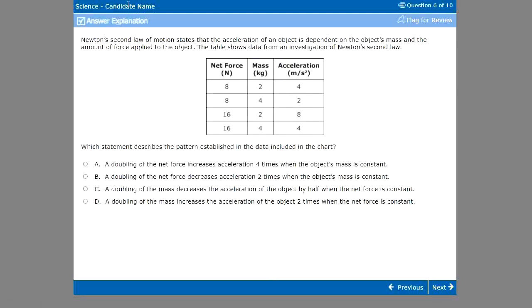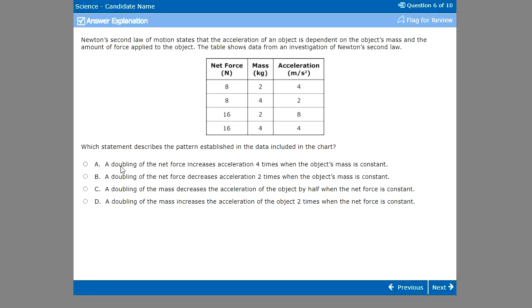Okay, next question. Newton's second law of motion states that the acceleration of an object is dependent on the object's mass and the amount of force applied to the object. The table shows data from an investigation of Newton's second law: net force, mass, and acceleration, 8 2 4, 8 4 2, 16 2 8, 16 4 4. Which statement describes the pattern established in the data included in the table?